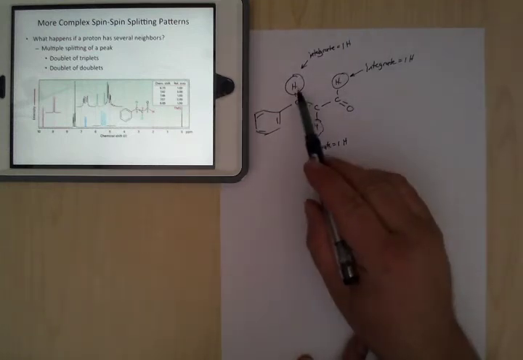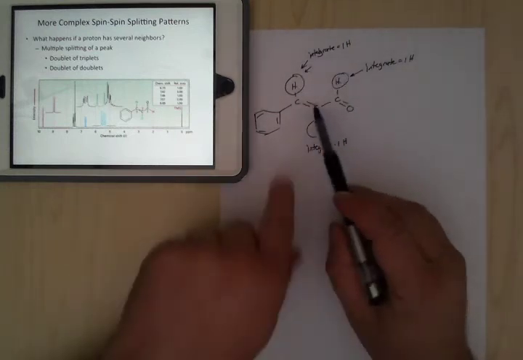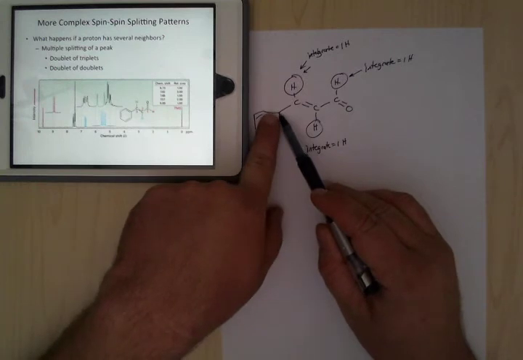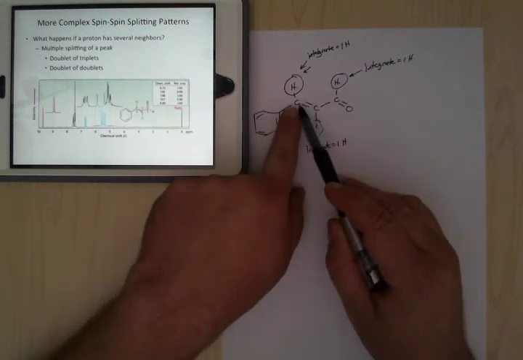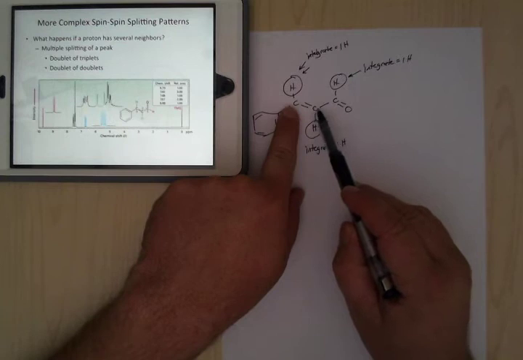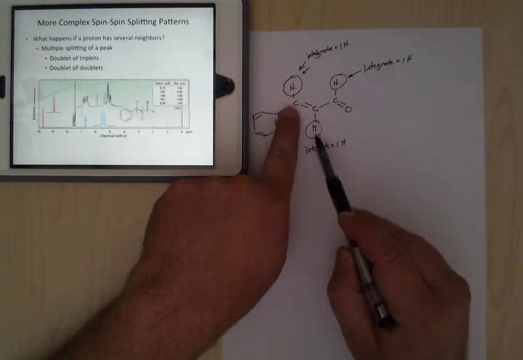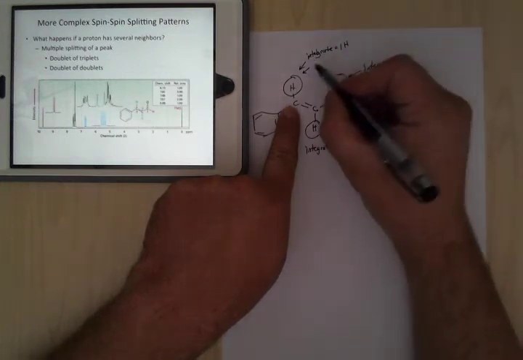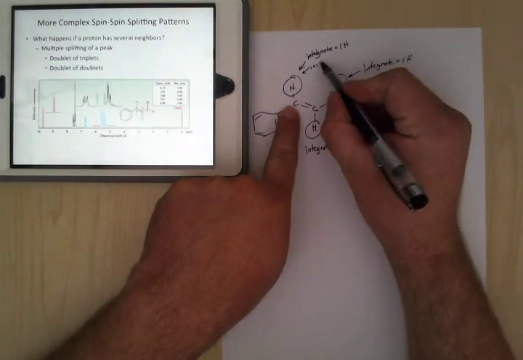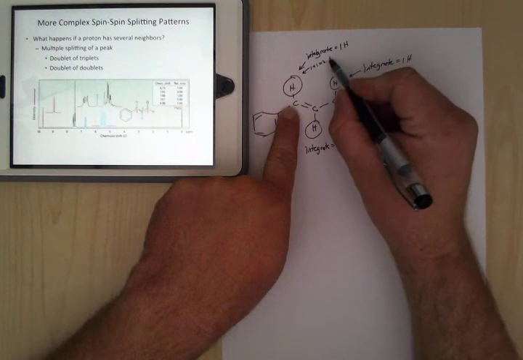So this one here, the splitting: the carbon on this side has no hydrogens on it, so we're good on that side. This side here, you have this carbon. This one carbon neighbor has just one hydrogen, so 1 plus 1 equals 2. So this is going to be a doublet.